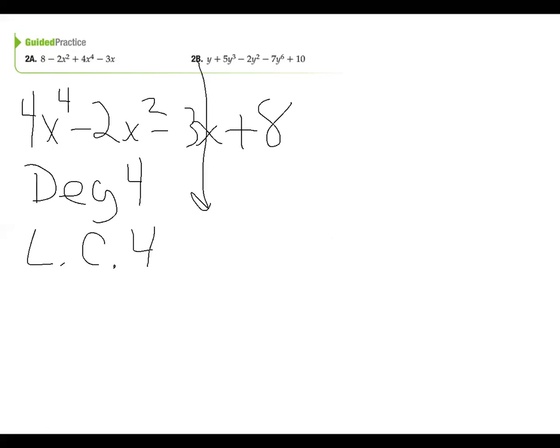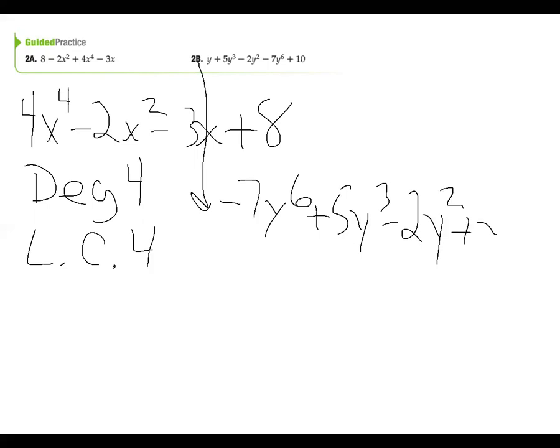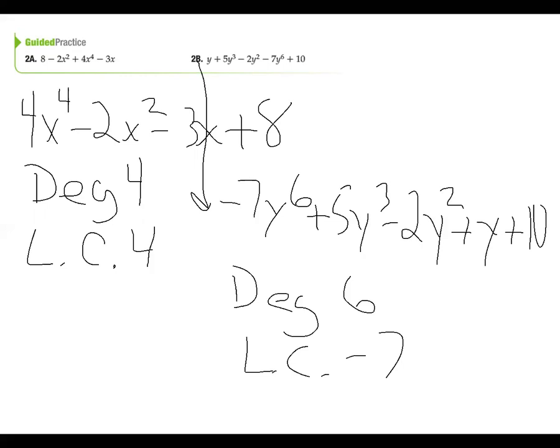And down here, let's go negative 7y to the 6th plus 5y cubed minus 2y squared plus y plus 10. The highest exponent is 6, so the degree is 6, and the leading coefficient is negative 7.